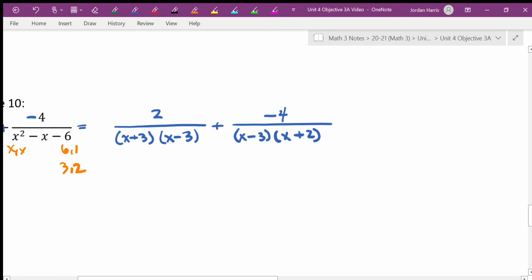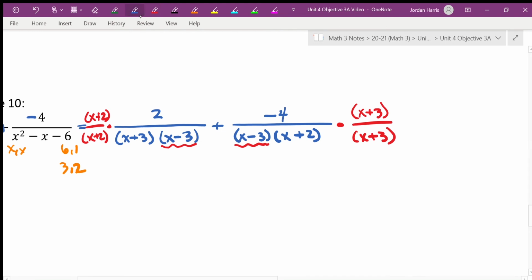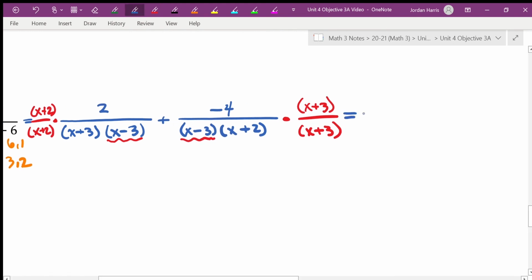Now we got to figure out what we have in common, what we need to add. They have an x minus 3 in common. So that means on this one, I need to add an x plus 3 to be able to match that. Because that's the one that's missing, basically. On this one, I need an x plus 2 to be able to match that. Okay. So, notice when we multiply the bottom, I get x plus 2, x plus 3, x minus 3.